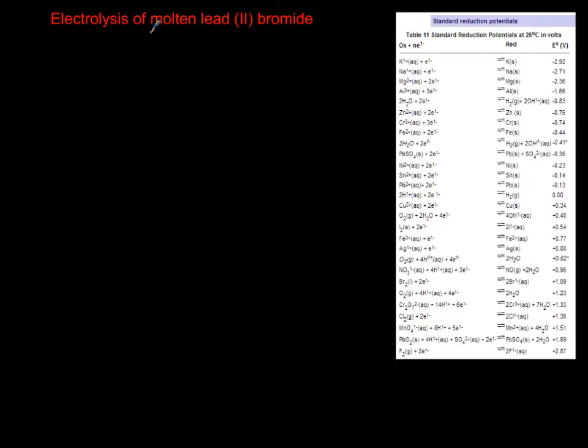First, I want to do electrolysis of a molten salt, which is the easier case. Molten means it's melted. And I took lead 2 bromide as an example. So we have lead 2 bromide. It's solid. We use heat, lots of heat, commercially extremely expensive, to give you molten lead bromide.